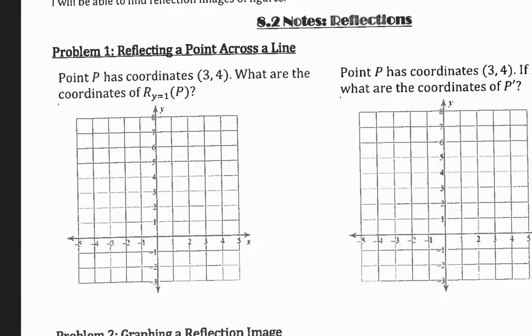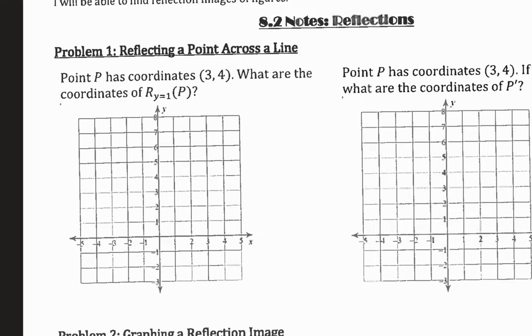Today's lesson has to do with reflections. Point P has a coordinate of 3, 4, so we're going to start at the origin, go over 3, go up 4, so here's point P.